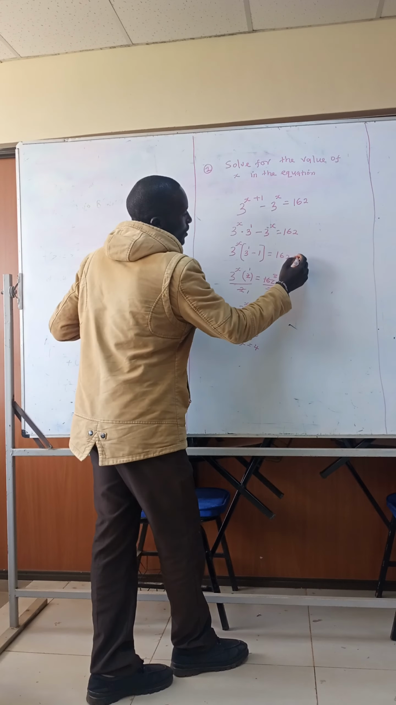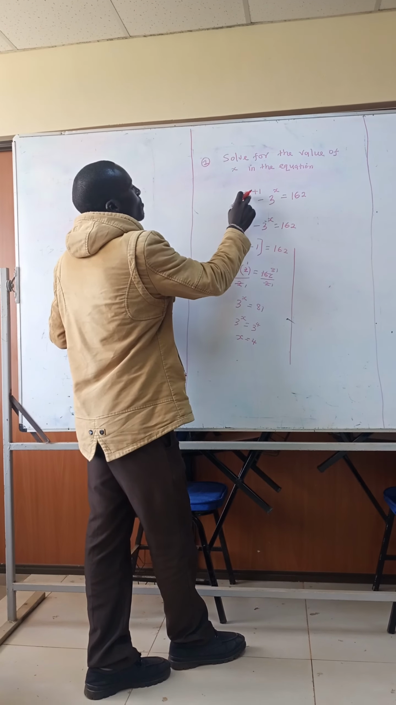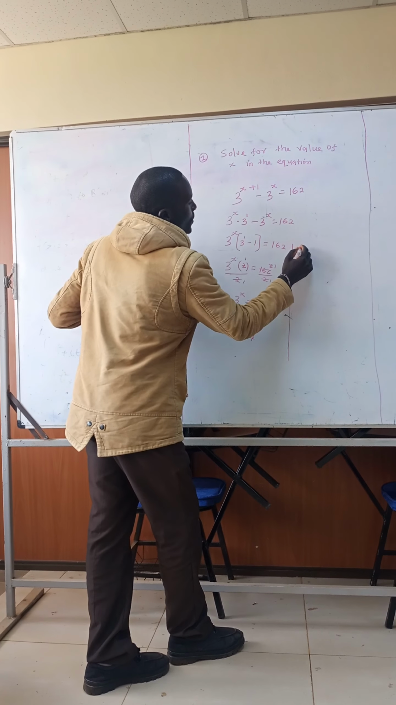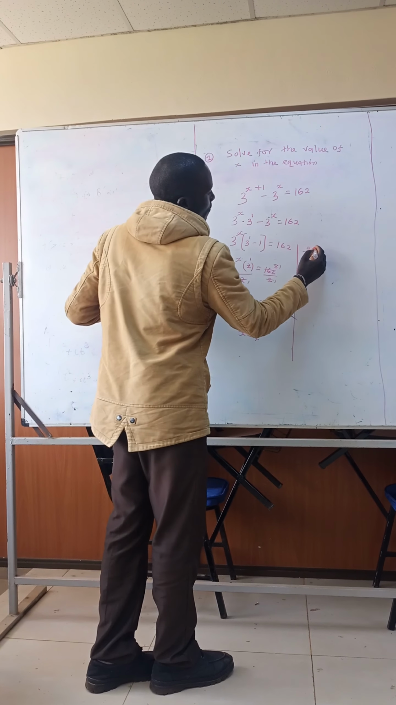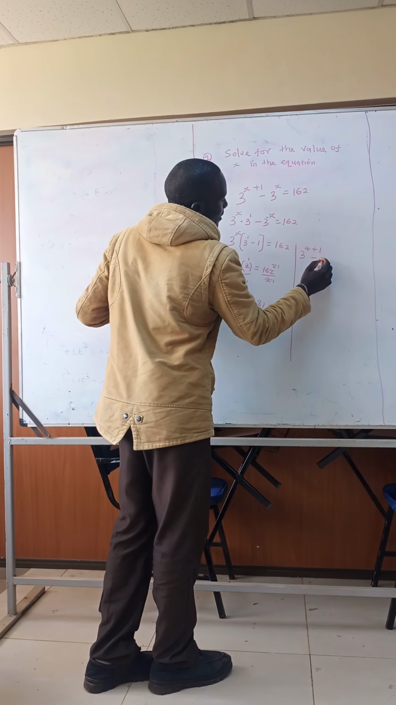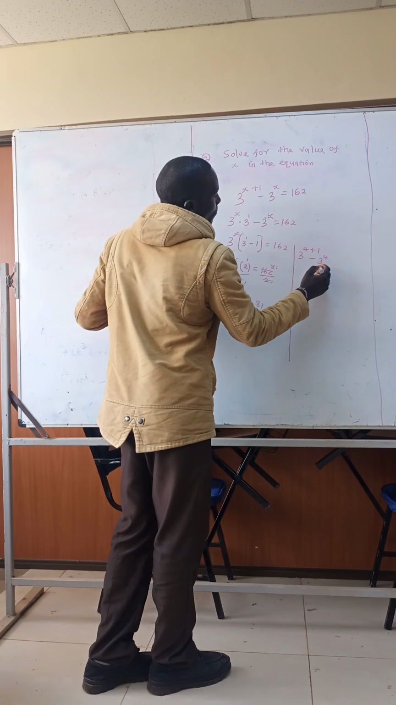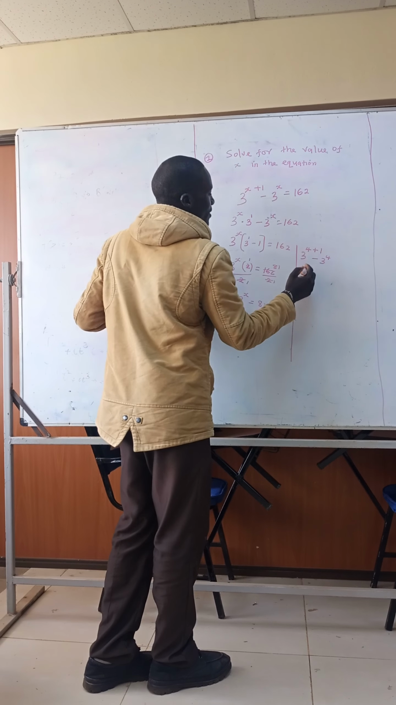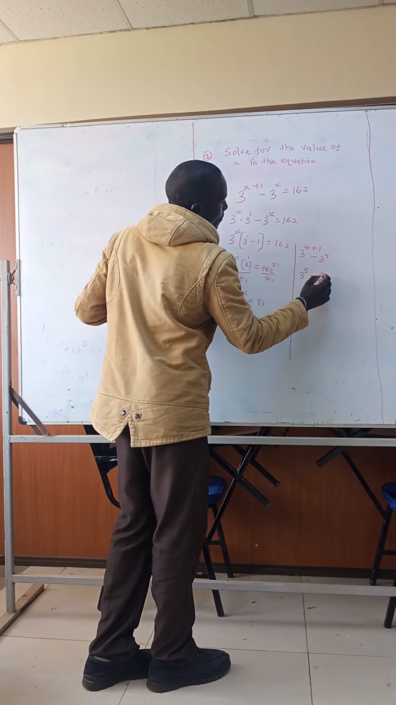For example, in our equation, we were having 3 raised to power x plus 1. So 3 raised to power, instead of x, we put 4. Then we have plus 1. Then we have minus 3 raised to power x. x is 4. So 3 raised to power 4 plus 1. 4 plus 1 is 5. So 3 raised to power 5 minus 3 raised to power 4.